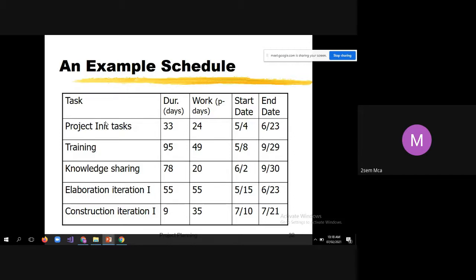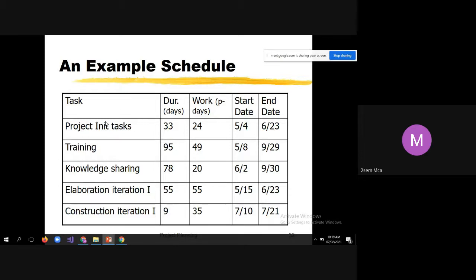So what is the project? Who is your client? With what kind of requirements have they come to your company? What are the requirements? And what is the process involved to develop that project? Everything has to be elaborated. That is called elaboration iteration one.